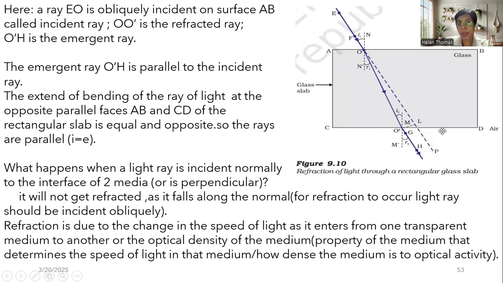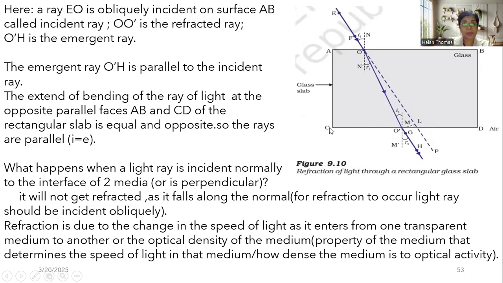Why these two are parallel is basically because the extent of bending of the ray of light at the point of incidence in this slab, that is AB, and the extent of bending of the light ray at this point O prime, at the junction of glass and air at CD, is equal and opposite. In a way, we can say angle I and this R2, that is the angle of emergence, angle E, are equal. That is why the incident ray and O prime H are parallel rays, because the angles at the air-glass interface and the glass-air interface are equal and opposite.